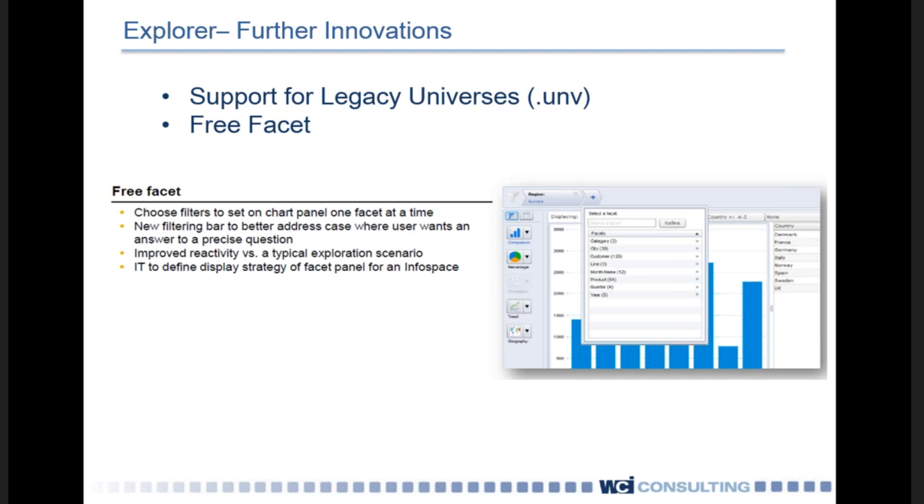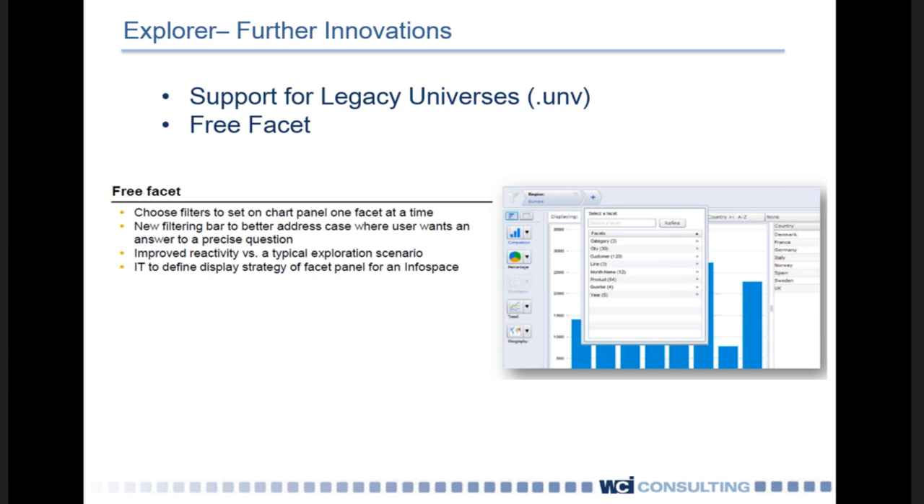Also, for a lot of people, moving up to 4.1 can be daunting. So to help those people as they ease into information design tool, which we'll cover in just a little bit, UNVs or legacy universes are now supported as well. And one of my favorite features is the free facet, which essentially means that instead of dragging and dropping in Explorer, you can simply click on the Add button to add a facet with a number of different dimensions as opposed to just one at a time.